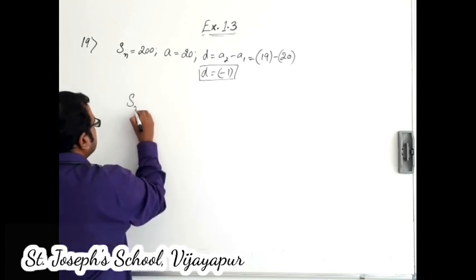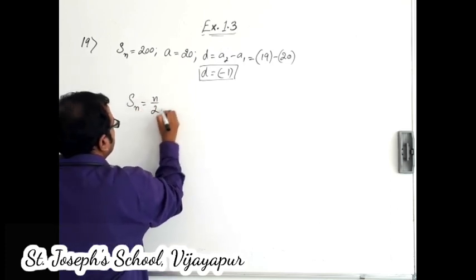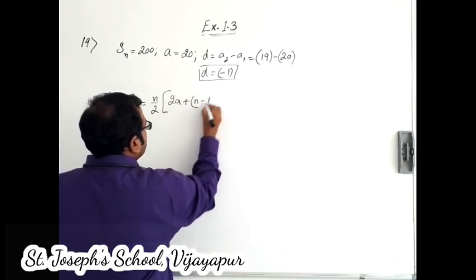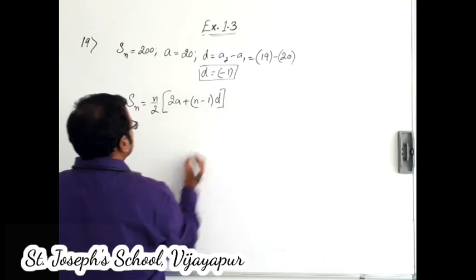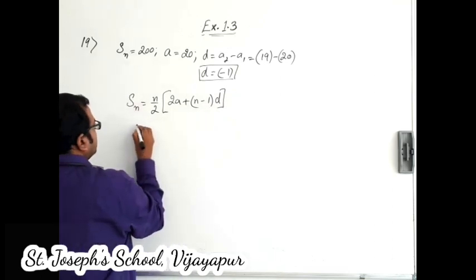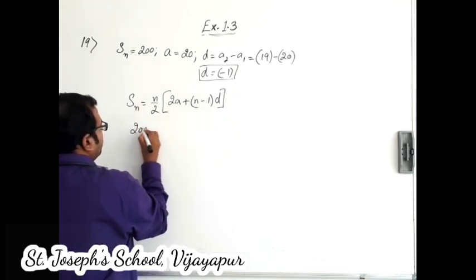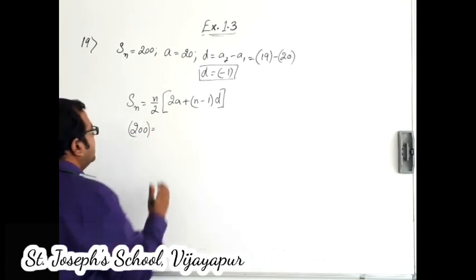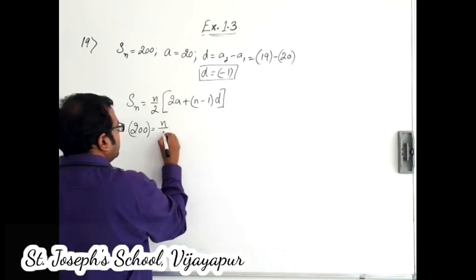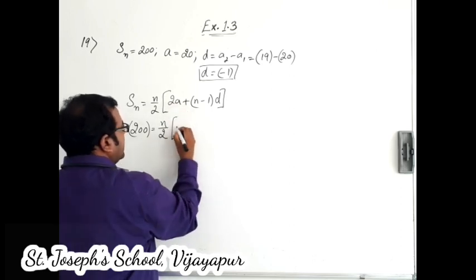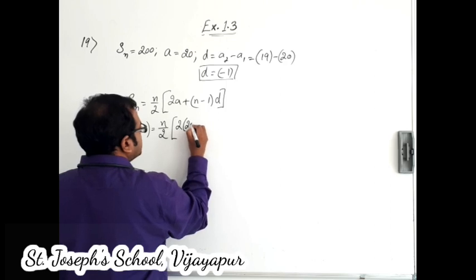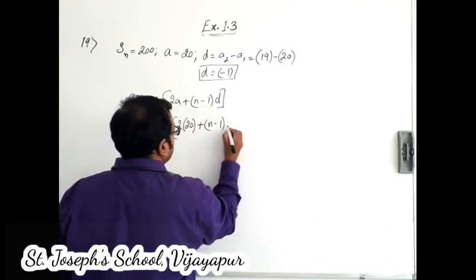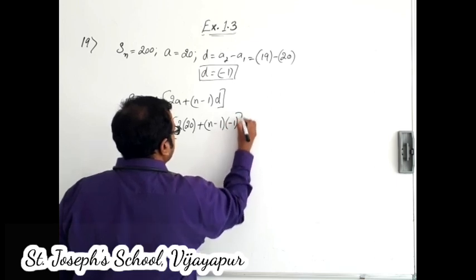So the Sn formula is equal to n upon 2 into 2A plus n minus 1 into d. So let us substitute the values now. Sn is 200, the total sum of all the logs there. n is unknown, we have to find it out. 2A, 2 into A is 20, plus n minus 1 into d, which is minus 1.